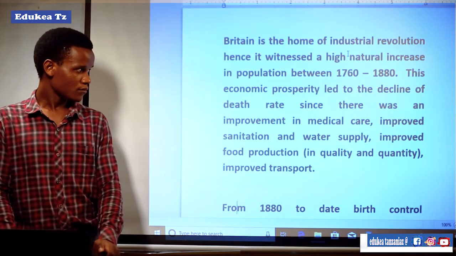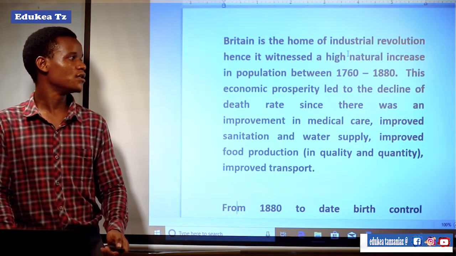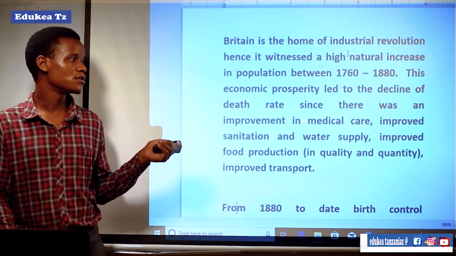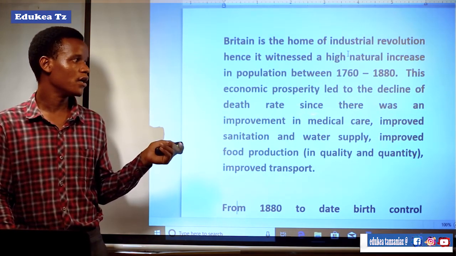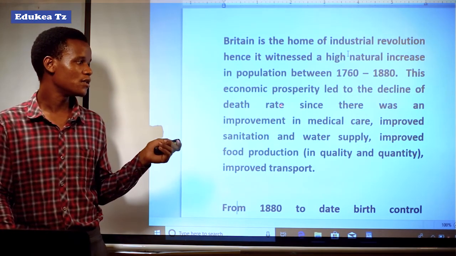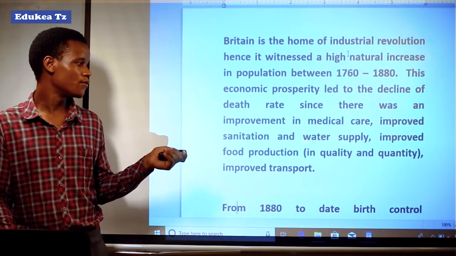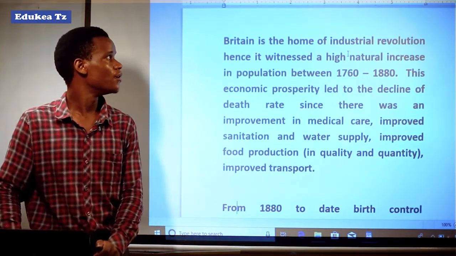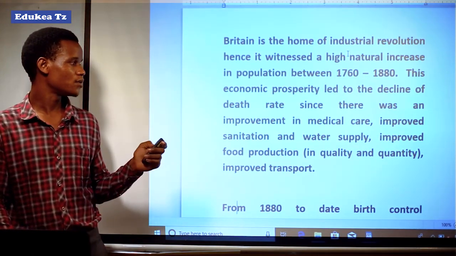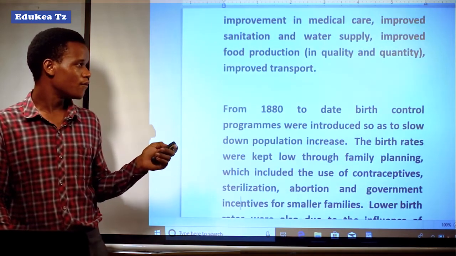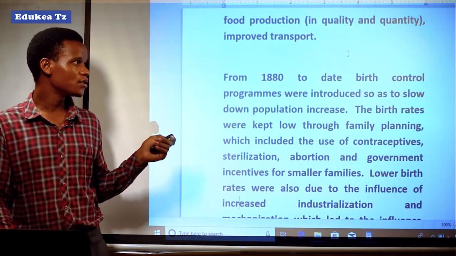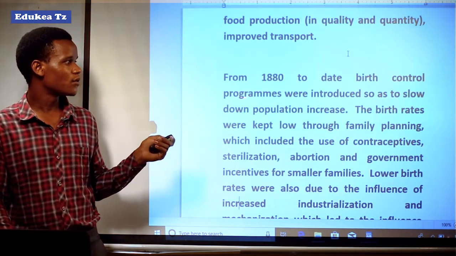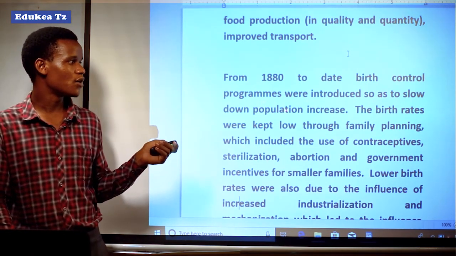So their population tended to be high because those sectors were well improved and organized, due to the availability of water and improved food production supporting the quality of life of people in society. From the year 1880, birth control programs were introduced to slow down population increase.